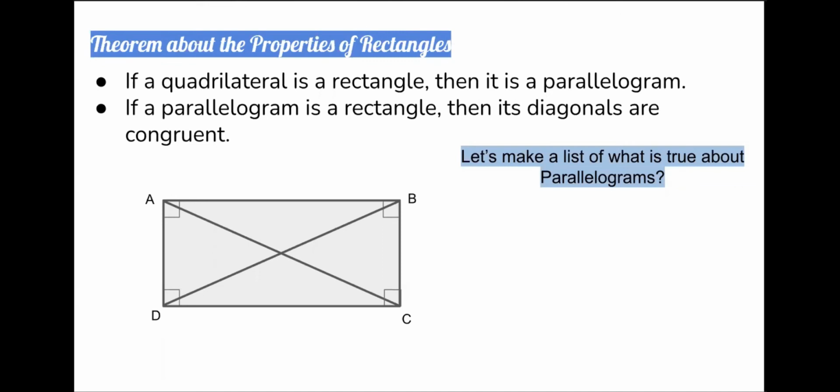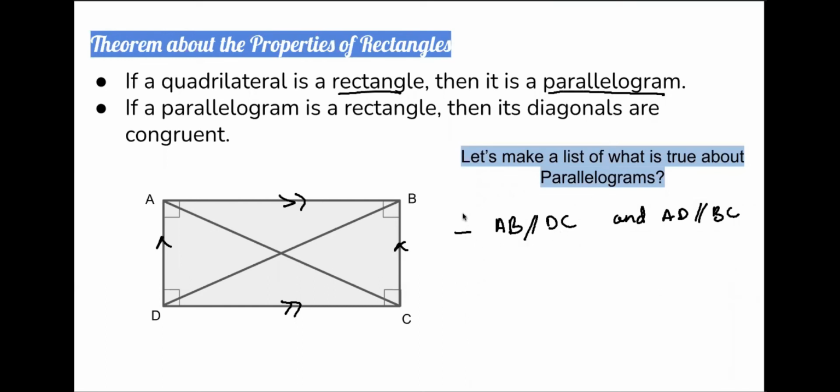They have two pairs of parallel sides. So we have AD, BC. These two sides are parallel. So we can say AB is parallel to DC, and AD is parallel to BC. Because if we have a rectangle, we're also going to have a parallelogram, we can apply this information to a rectangle. So a rectangle also has opposite sides that are parallel to each other.